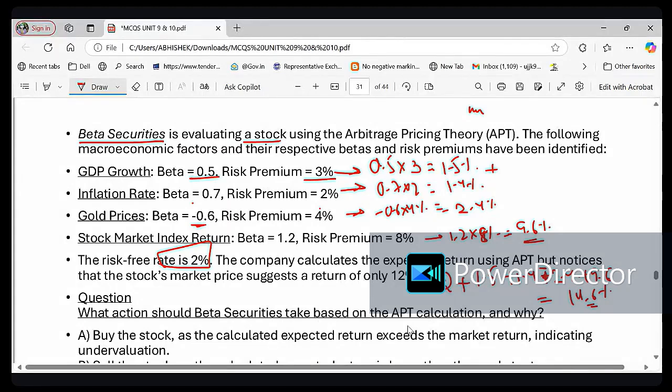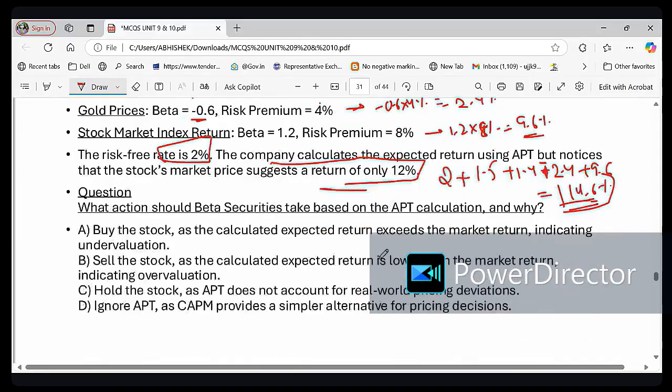So basically, do you think that a stock is undervalued? Do you think that because the stock market price suggests a return of 12%? See what is happening here: the stock market price suggests a return of only 12%, and now we have got 14.6%. Do you think that a stock is undervalued if its actual return is less than what models say? What do you think? So the question is what you should do in this case, buy the stock or sell the stock.